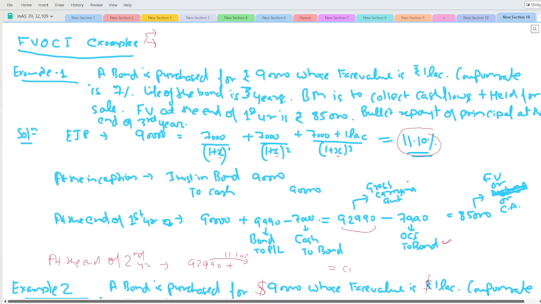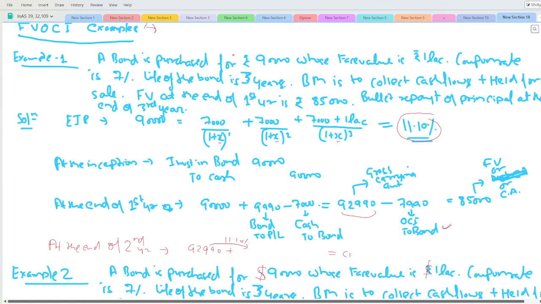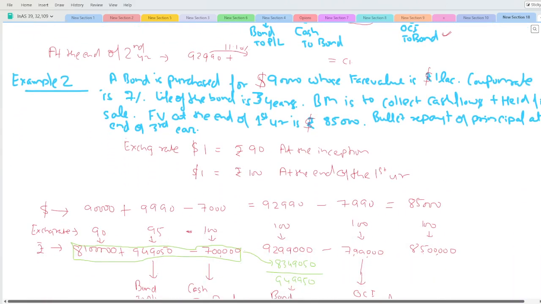Now coming to example two here. This is the same example I have taken. I've just changed rupee into dollar, and then I'm converting it into rupee. The foreign currency bond I have purchased in the second example, and my reporting currency is rupee. The same example, the same amount, I've just changed the currency and taken the exchange rate here. So a bond is purchased for $90,000, whose face value is 1 lakh dollar. You must also be seeing that I've just overwritten it, and the coupon rate is 7%, and the life of the bond is 3 years. This is the same thing.